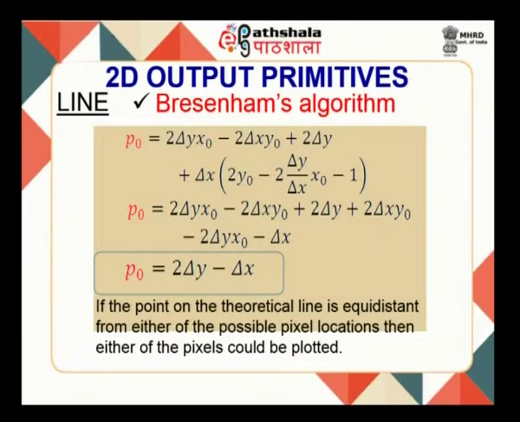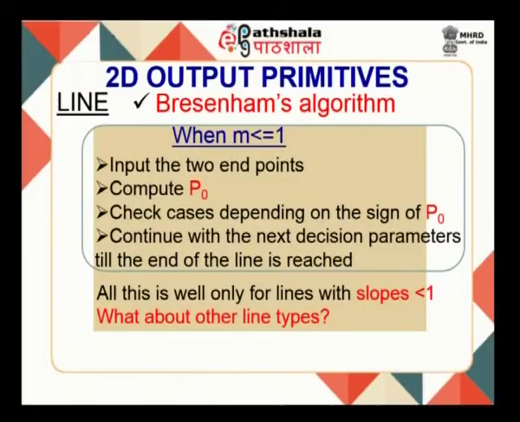So, if pk is less than 0, you are choosing the lower pixel, if pk is greater than 0, you are choosing the upper pixel, but if pk is equal to 0, you can choose either of the pixels. As I said earlier, you can follow a convention throughout, that is, always choose the upper pixel or always choose the lower pixel. It is up to you, but follow a convention throughout. Okay. So, the steps can be summarized for the m less than 1 case like this.